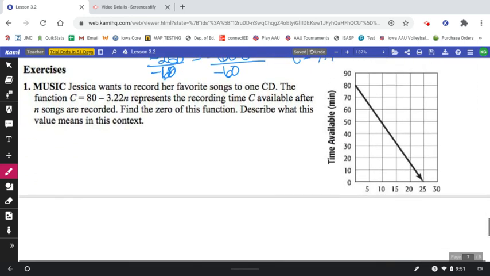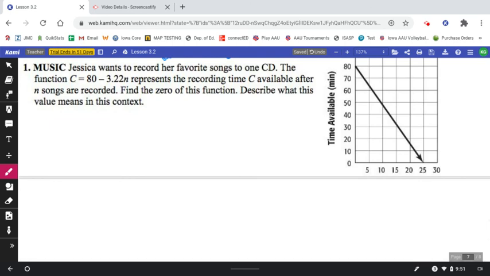Jessica wants to record her favorite songs to one CD. The function C equals 80 minus 3.22n represents the recording time C available after n songs are recorded. Find the 0 of this function and describe what it means. So looking at the graph, I think that the 0 is 25, 0.